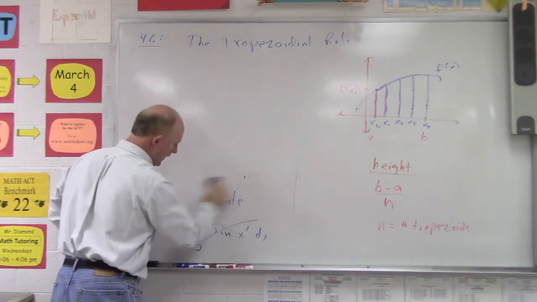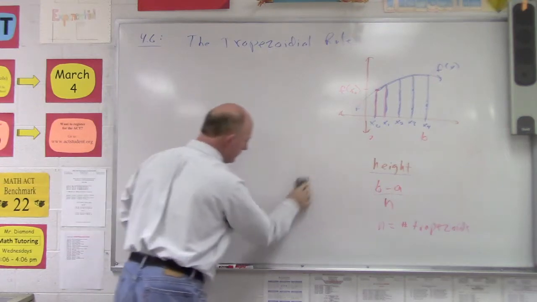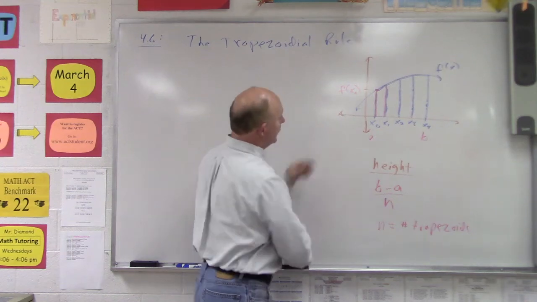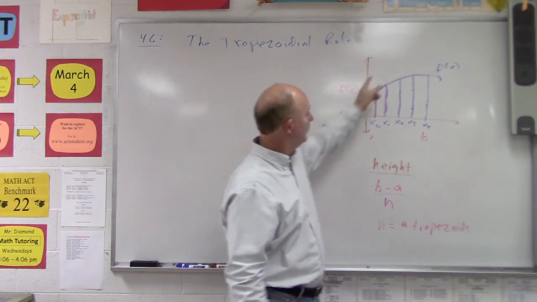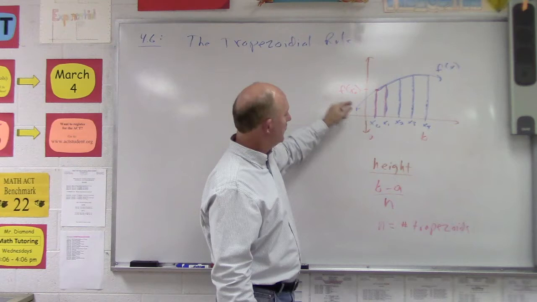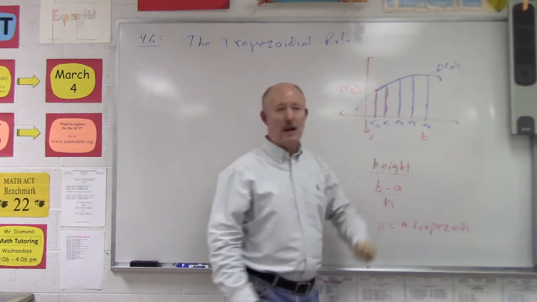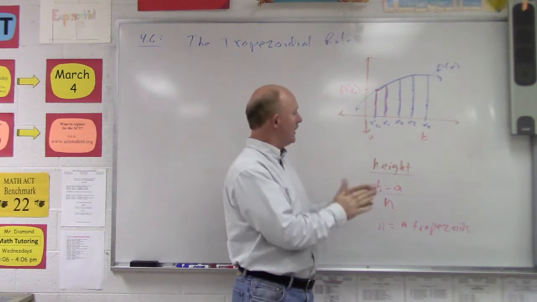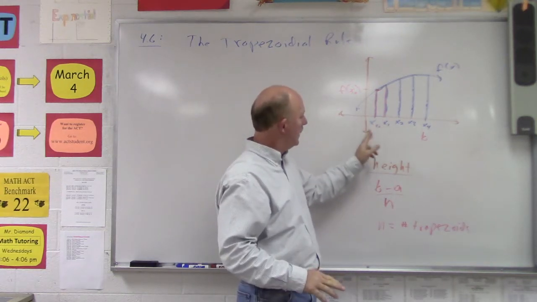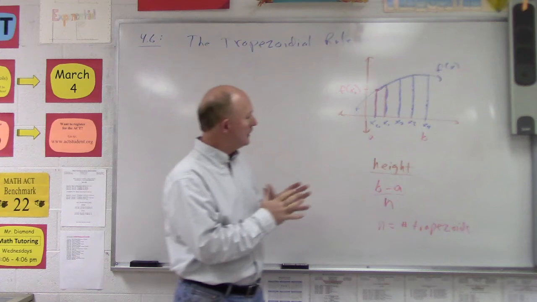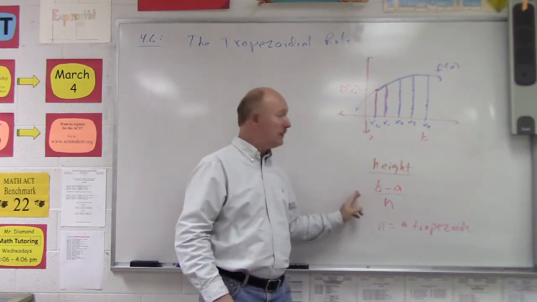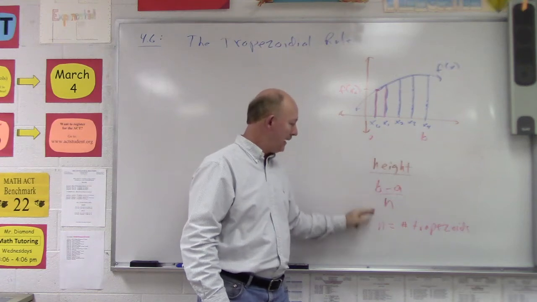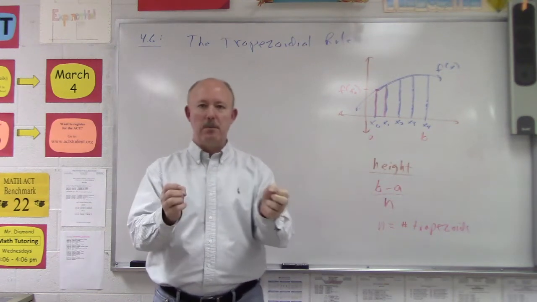So let's take a look at how we come up with our formula. I'm going to use my example here. This is my curve f of x. You can see I've got 1, 2, 3, 4 trapezoids here. To get the height of our trapezoid, the height would be this bottom base down here, so from x0 to x1 would be the height of the first trapezoid. To get your height, you take the upper bound minus the lower bound, so b minus a, divided by n, where n is the number of trapezoids.